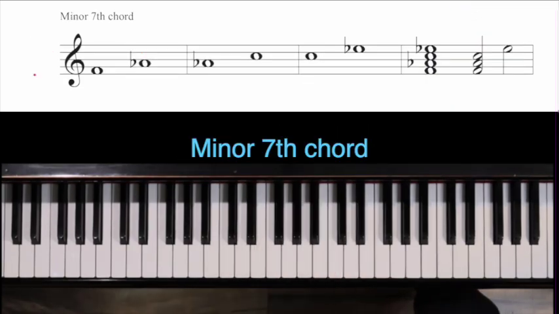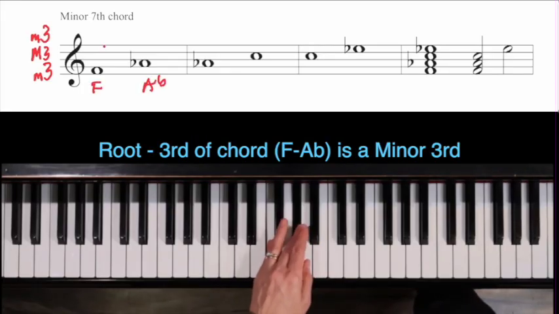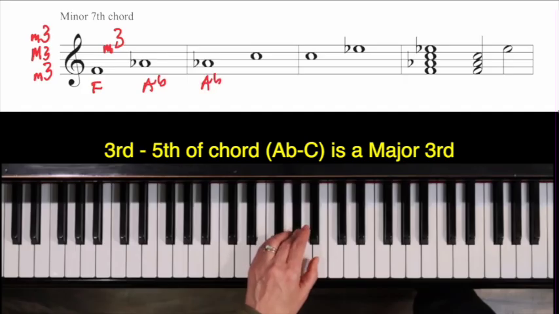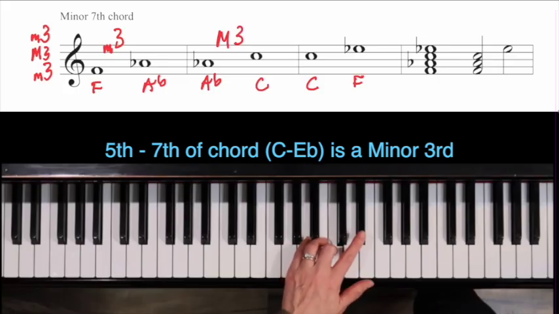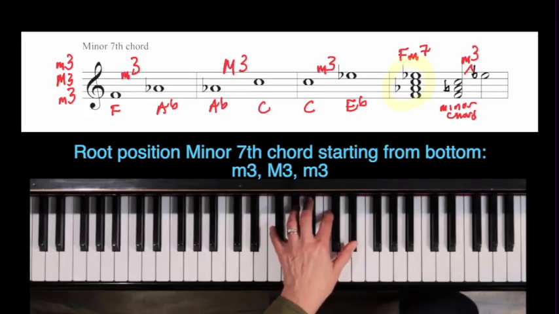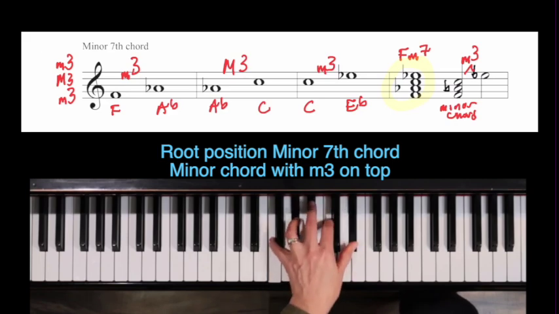A minor seventh chord, stacking from the bottom, is going to be F to A flat, 1, 2, 3, minor third, A flat to C, 1, 2, 3, 4, major third, C to E flat, 1, 2, 3, minor third. So here at the end of the line, we have our F minor 7 chord: minor third, major third, minor third. Another way of thinking about it is a minor chord plus a minor third on top.